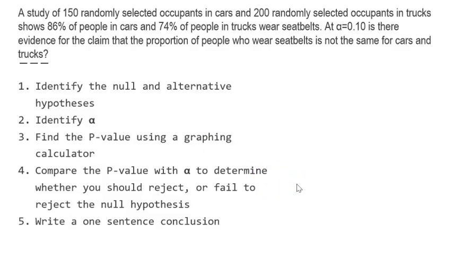All right, I'll let you read through that, and we need Desmos. Okay, so our null hypothesis is going to be that P1 is equal to P2. The proportion of people who wear seatbelts in cars is the same as the proportion in trucks. And then our claim here is that the proportion is not the same. So that means my alternative hypothesis is going to be not equal to. So P1 is not equal to P2.